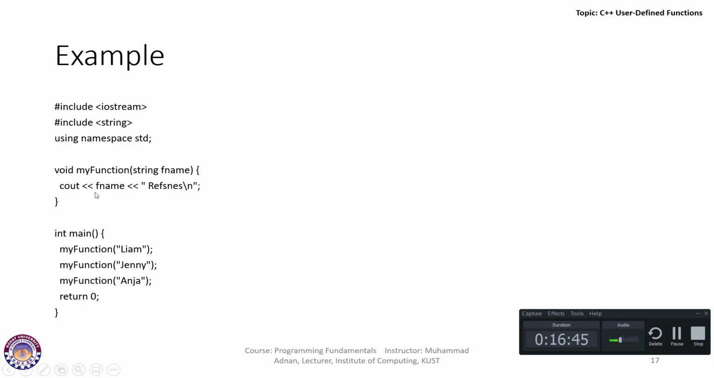So what does it mean? We can now call a function, my function, and pass it a string. The first time we are calling it, we are passing it Liam. So Liam is passed over here. Fname now has a value of Liam, and when you execute the cout statement, Liam is printed on the screen. And then for the second time, we are calling my function and passing it Jenny as an argument.